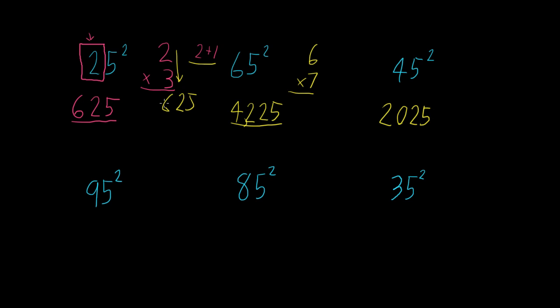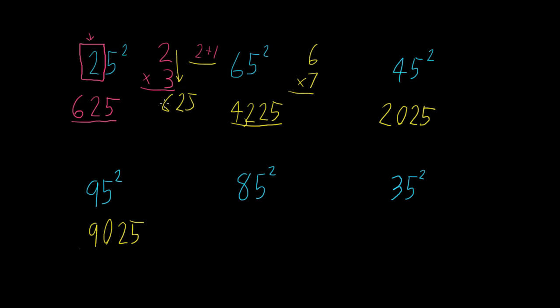I bet by now you guys are already done with the rest of these, but I'll go ahead and finish up anyway. This one is a little bit trickier, not by much though. You take 9, you increase it by 1. So you have 9 times 10, which is of course 90. And then you put a 25 at the end.